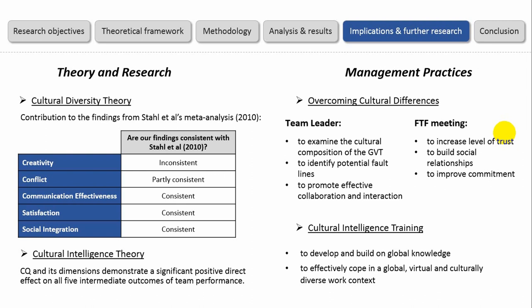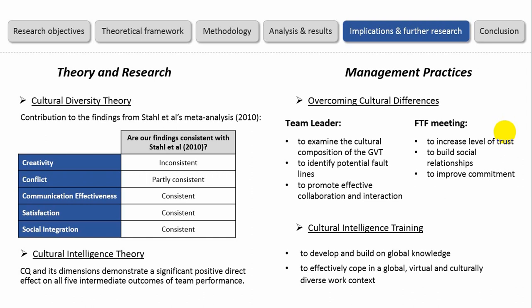Regarding the managerial application of our findings, we suggest companies organize some face-to-face meetings or social events for the global virtual team members to meet and get to know each other better, which we believe can actually help to overcome difficulties caused by cultural diversity.